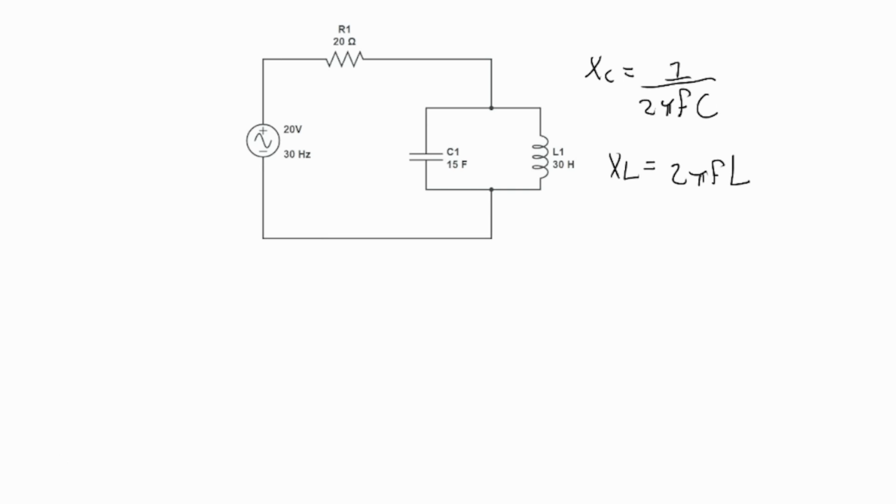Now the only thing we have to do is do these operations to obtain the reactance of both the inductor and the capacitor. Let's start with the capacitor. The reactance of the capacitor will equal 1 divided by 2π times frequency. In this case, frequency is 30 Hz times capacitance, which is 15 farads. So we just do these operations.